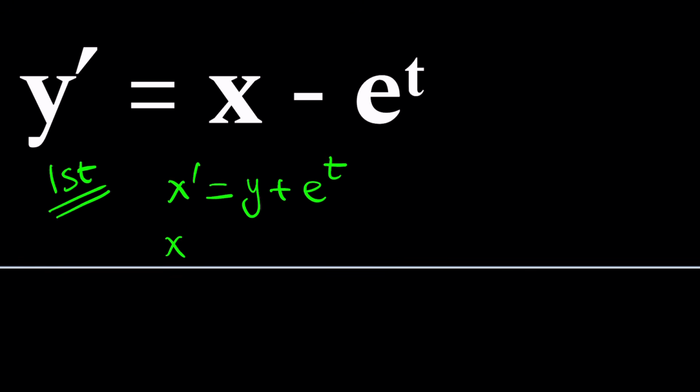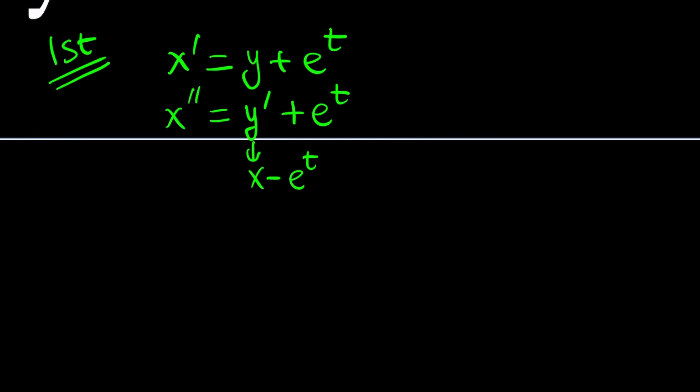If you differentiate both sides with respect to t, x prime becomes x double prime, the second derivative, and then you get y prime. And since this is a function of t, e to the t becomes e to the t. Because again, we're differentiating with respect to t. Now, from here you get y prime, which can be replaced with x minus e to the t, right? And what does that give you?